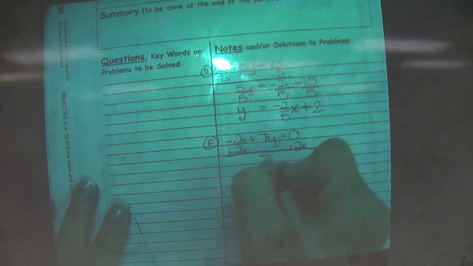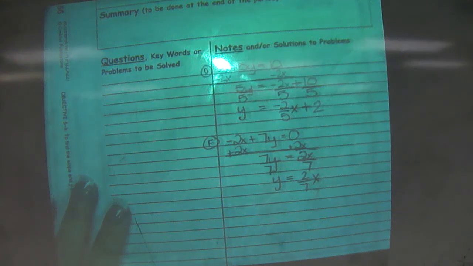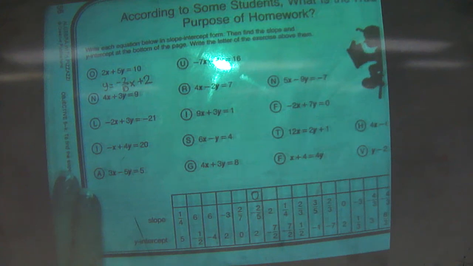So now we have 7y equals 2x. Now what? How do we get y by itself? Divide both sides by 7. So now we have y equals 2/7 x. What's the y-intercept? 0. Exactly. So that one wasn't so bad.